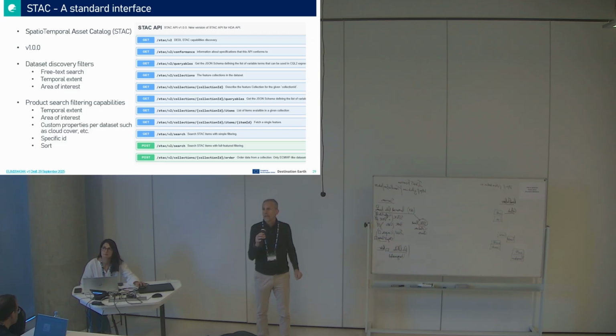You can then, on the next level down, filter on the different items that you have, and here you can specify again temporal extent, area of interest, and specific properties that a data set supports. You can go to the next slide.